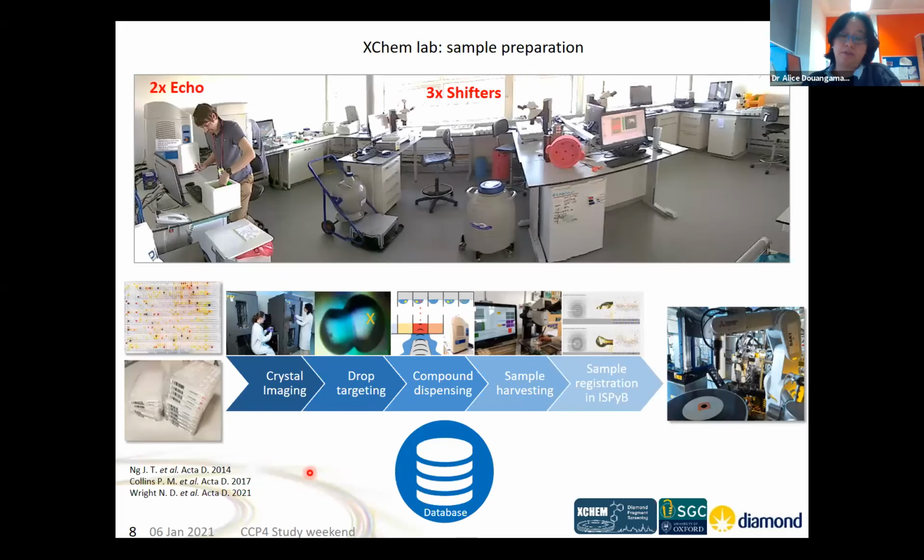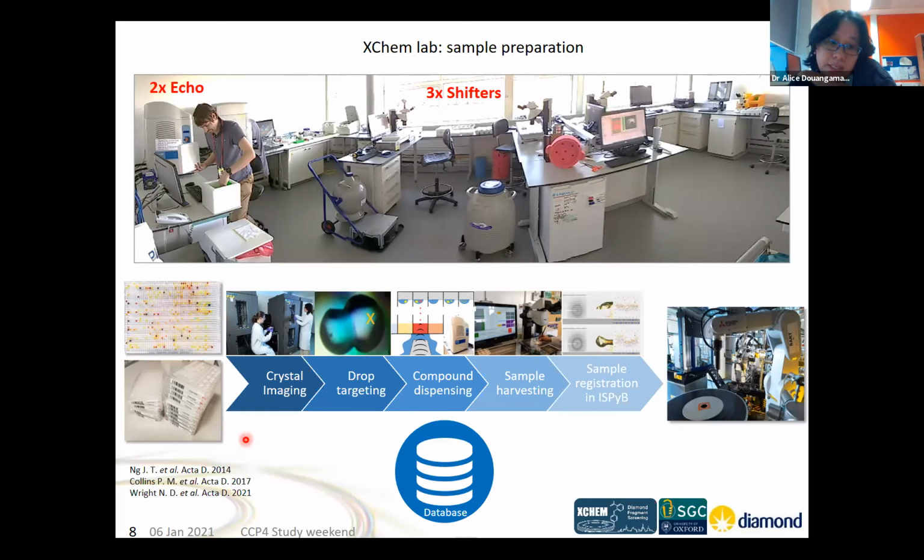So what are you getting for the sample preparation? There's a lab here with 2 Echo systems, which are basically acoustic wave dispensing liquid handlers, and 3 Shifters here, 1, 2, and here, 3, which is basically an XY stage with sophisticated software to record what you're doing during your harvesting steps.